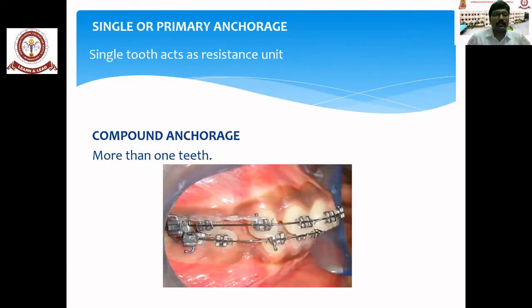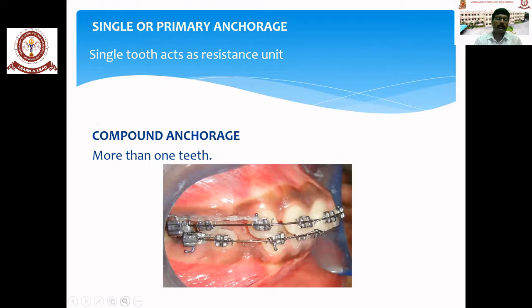Single or primary anchorage. When a single tooth acts as a resistant unit, it is called single or primary anchorage. Most commonly, your molars are used as a single or primary anchorage when only one molar tooth is used. Or it can be a compound anchorage, with more than one tooth.